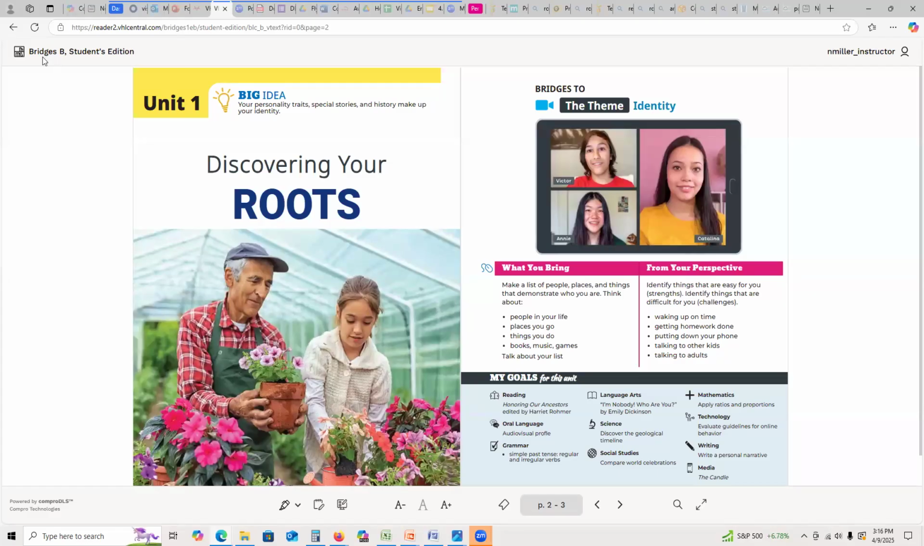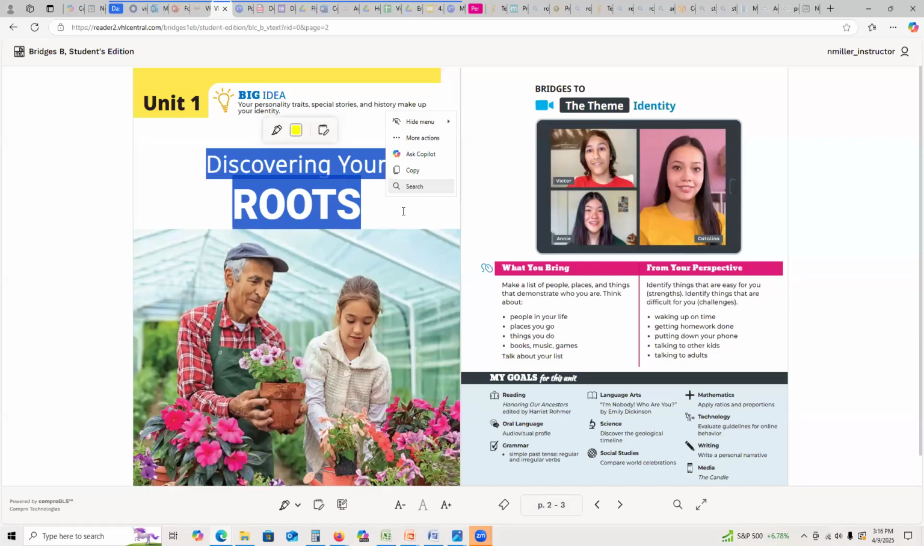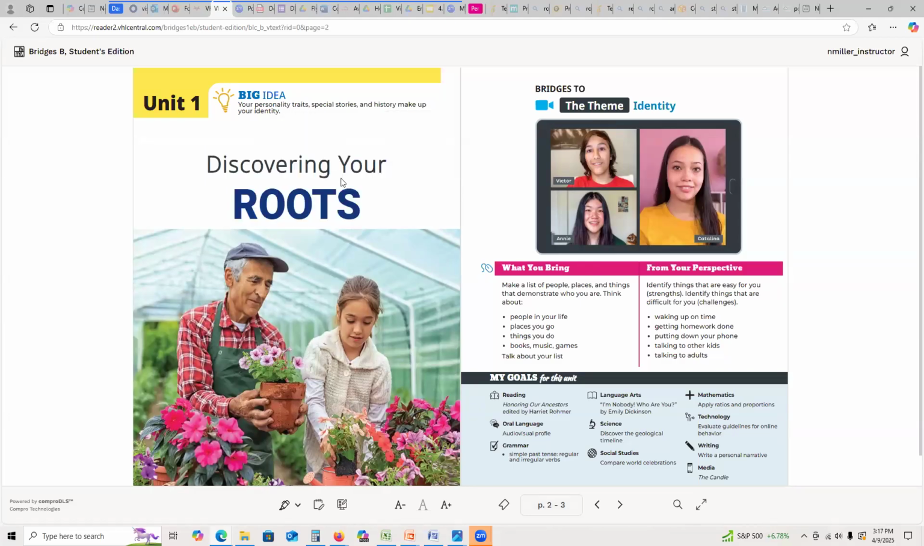So here is unit 1. This is from the Bridges B. So this would essentially be correlated to the 7th grade standards, unit 1, but they all have something very similar. Their very first unit. So when you get these kids brand new to your classroom, you want to find out, who are these kids? Well, guess what? Our very first chapter is discovering your roots. Awesome, because I genuinely want to know.